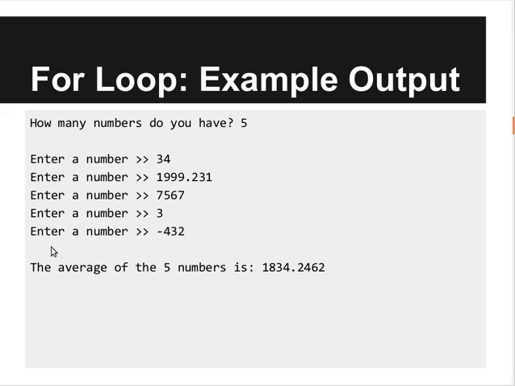Now here's what it looks like to the user. How many numbers do you have? I have 5. User inputs different numbers here, and then they get their output. Here's a quick tip. Notice how I'm using different data types, or different numeric types here. I've got floats, some integers, and a negative integer.